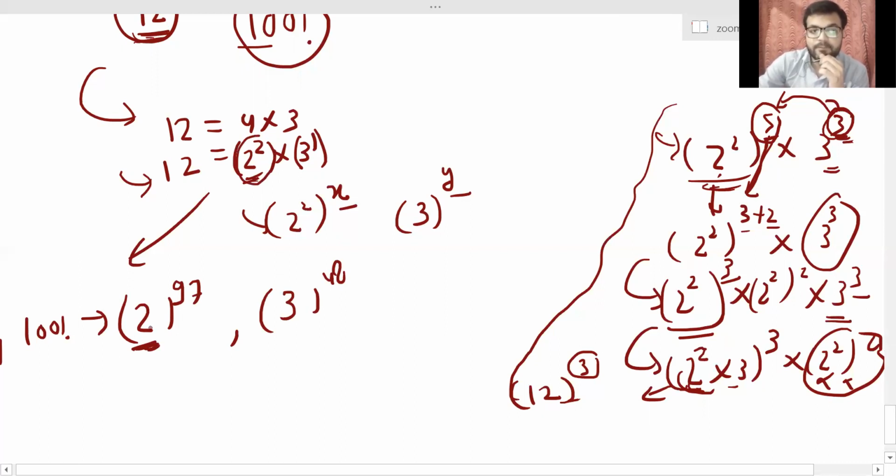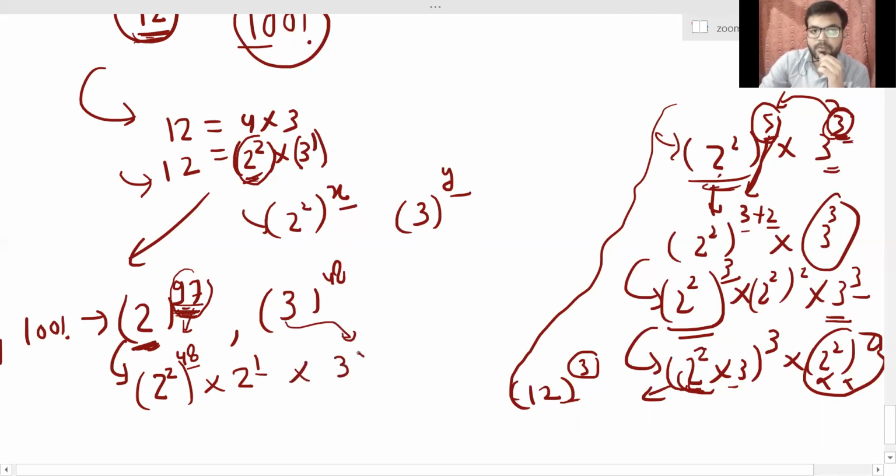Now to find out the maximum power of 2 square, because we have to find the maximum power of 2 square here, this can be directly written as 2 square. Since you have already written 2 square over here, this power further needs to be decreased. So you divide this 97 by 2. 2 times 48 is 96, and the remainder is 1. So the quotient is 48 and the remainder is 1. So this 97 is broken as 2 square to the power 48 and 2 to the power 1, and 3 is already here, 3 raised to the power 48.